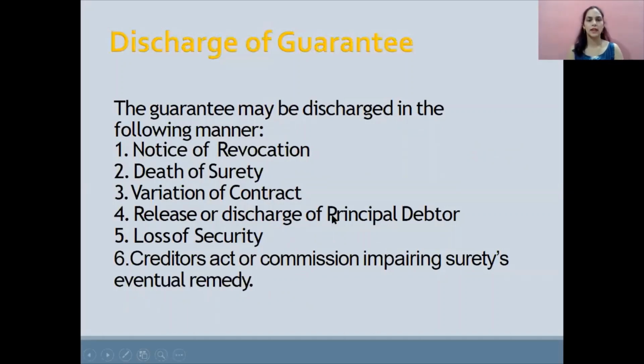Now we come to discharge of guarantee. When does the guarantee discharge, or when does the guarantor get discharged of his liability? Discharge here means being free from all his obligations. When does the guarantee come to an end, or the parties get freed from whatever liability or obligation has arisen from the contract of guarantee? The guarantee may be discharged in the following manner.